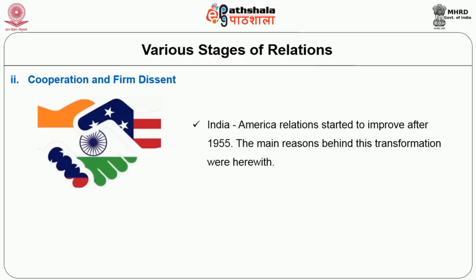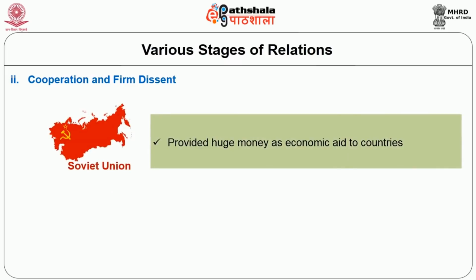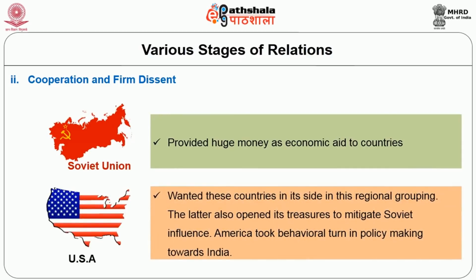India-America relations started to improve after 1955. The main reasons behind this transformation were as follows. Soviet leadership under Khrushchev had adopted the policy of peaceful coexistence, by which they wanted to spread their relationship towards the third world countries. The Soviet Union had provided huge money as economic aid to these countries. USA also wanted these countries on its side in this regional grouping. The latter also opened its treasures to mitigate Soviet influence. That's why America took a behavioral turn in policy making towards India.